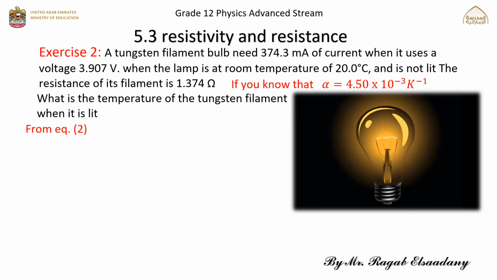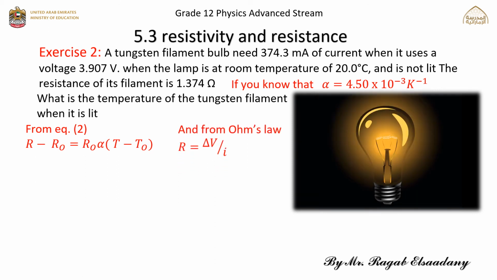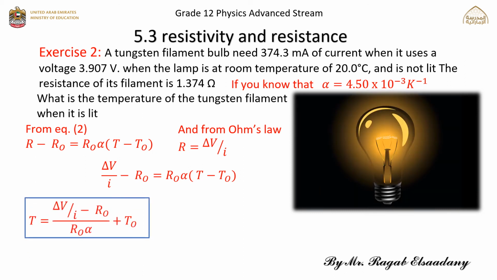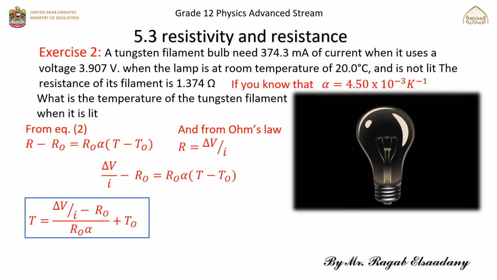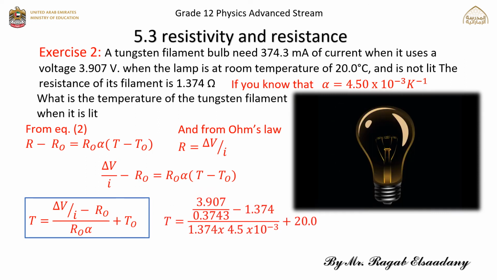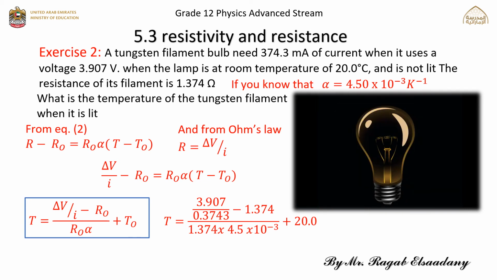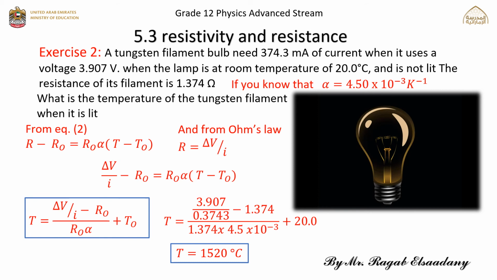From equation 2, R minus R null equals R null alpha times (T minus T null). And from Ohm's law, R equals delta V divided by I. So delta V divided by I minus R null equals R null alpha times (T minus T null). So T equals (delta V divided by I minus R null) divided by (R null alpha) plus T null. And by substitution in the last equation, T equals (3.907 divided by 0.3743 minus 1.374) divided by (1.374 times 4.5 times 10 power minus 3) plus 20. So T equals 1520 degrees Celsius.